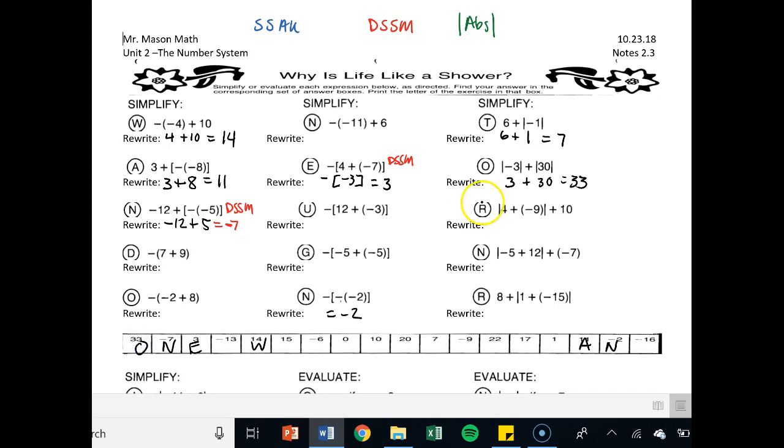Okay. Now, R is tricky because inside the absolute value, you actually have a DSSM problem, right? It says, what is 4 plus negative 9? So first, you got to figure out 4 plus negative 9. Different signs subtract. So 9 minus 4. That's 5, but keep the sign you have more of. I have more negatives than I do positive. 9 negatives versus 4 positives.